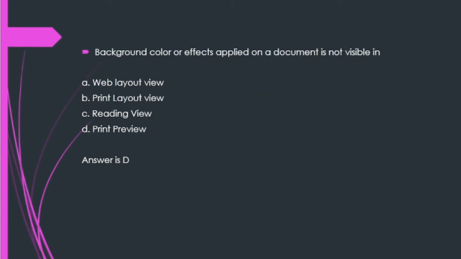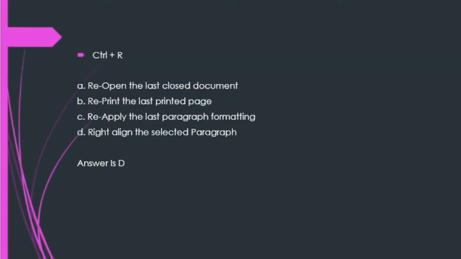Background color or effect applied on the document is not visible in. The correct answer is D. Print preview. Control plus R. The correct answer is D. Right align the selected paragraph.